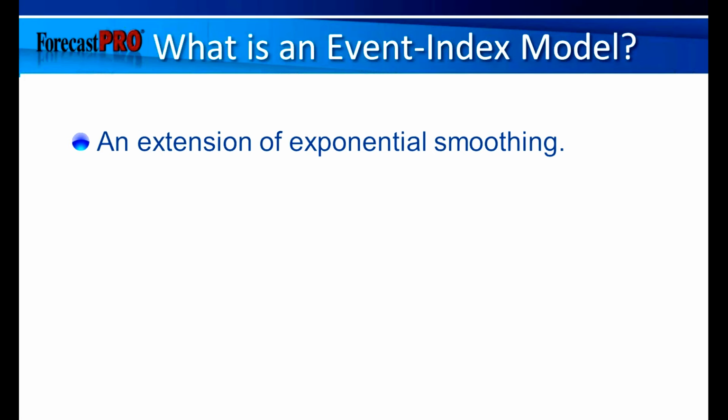With an event index model, we're introducing a fourth component. This fourth component is an index-based approach. So this is very similar. The way we handle events in an event index model is very similar to how seasonality is handled in an exponential smoothing model with an index.